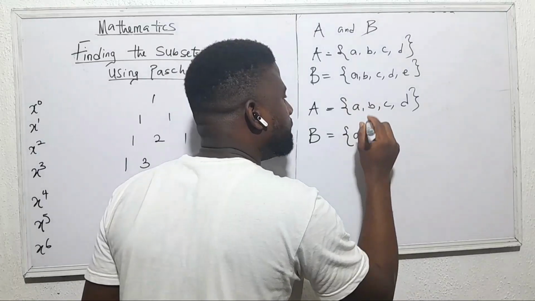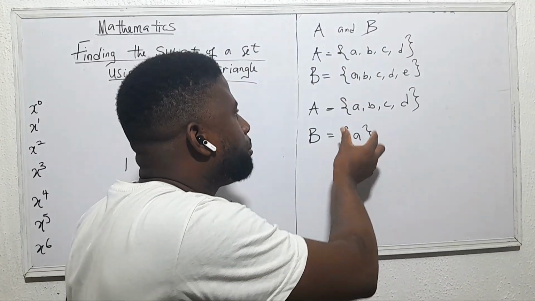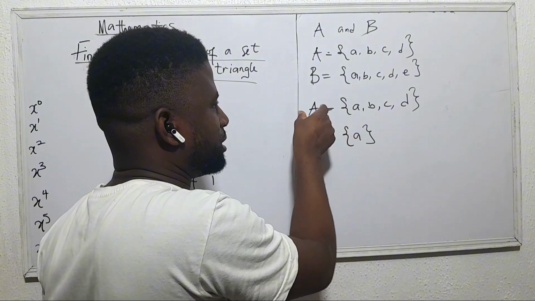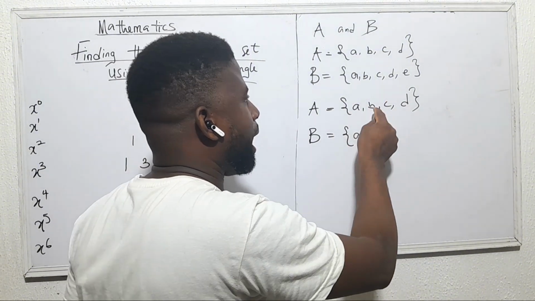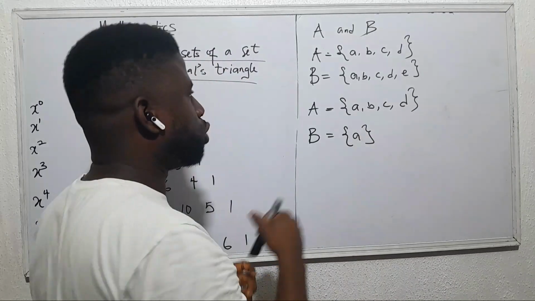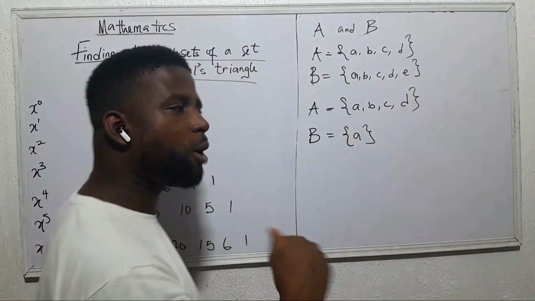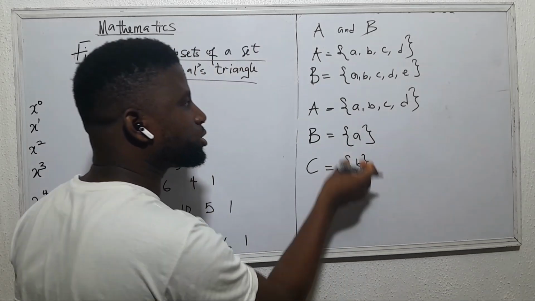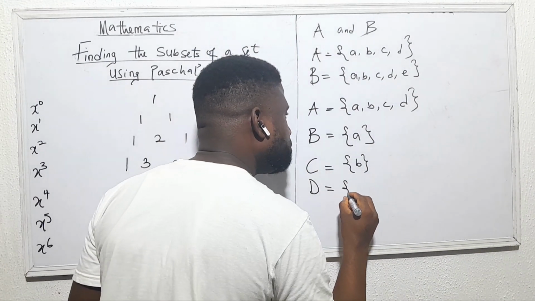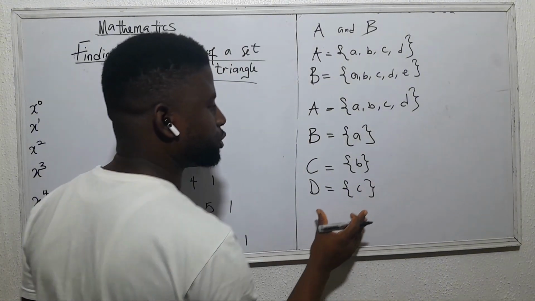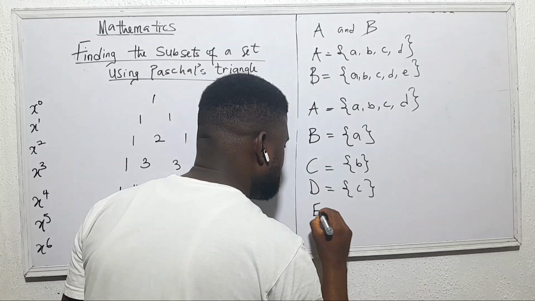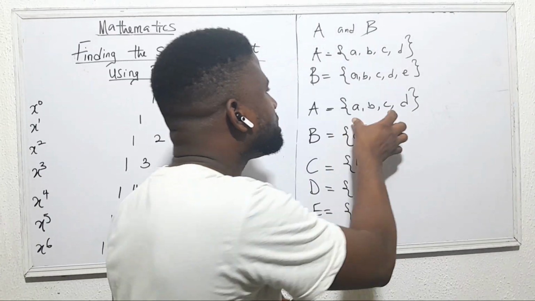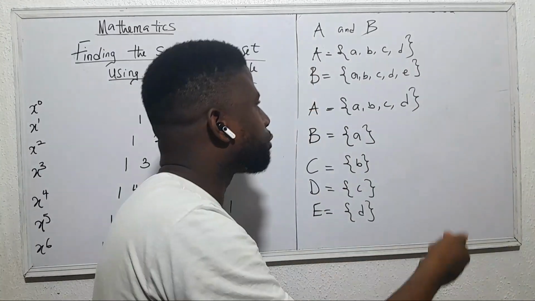{a}. If we pick only element a, for example, B is a subset of A because element a is found in the set capital A, and there are b, c, d in A that are not in B. So other elements of A also give subsets of the set A. For example, the set C equal to {b} is also a subset of A. The set D equal to {c} is also a subset of A. The set E equal to {d} is also a subset of A.